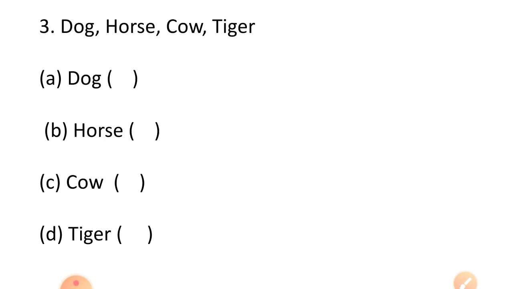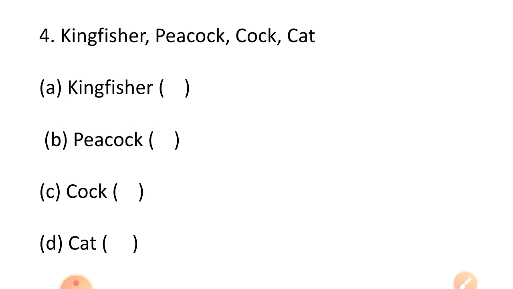Question third: dog, horse, cow, tiger. Option A dog, option B horse, option C cow and option D tiger. Question 4: kingfisher, peacock, cock, cat. Option A kingfisher, option B peacock, option C cock and option D cat.